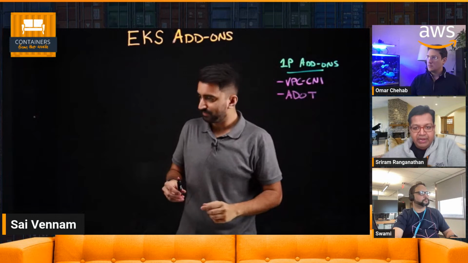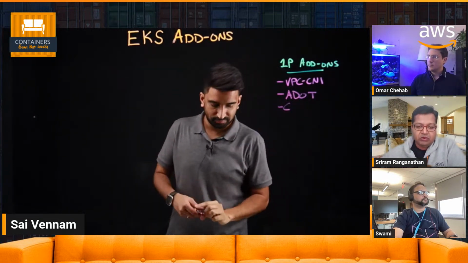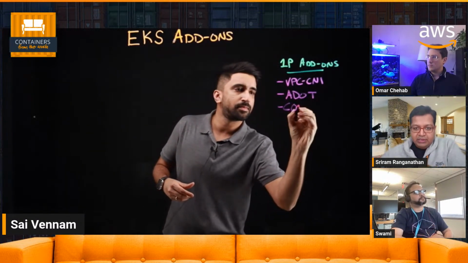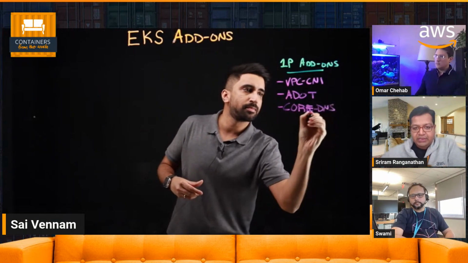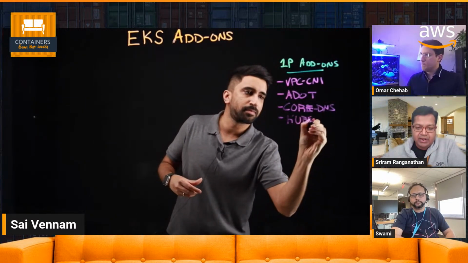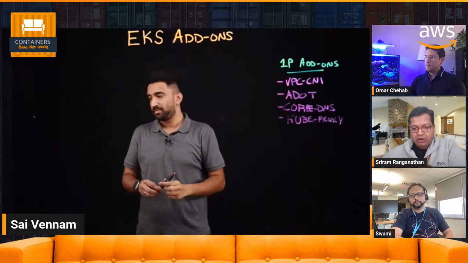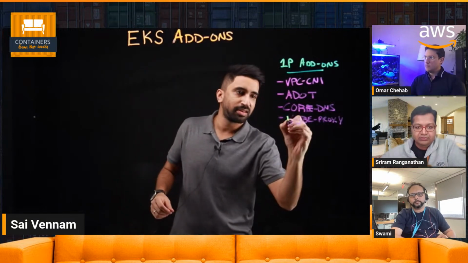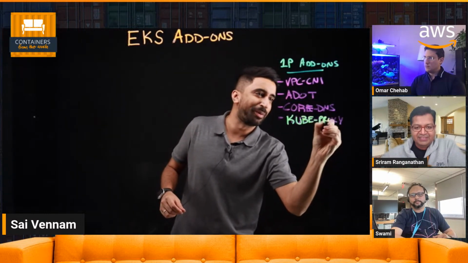Another example would be CoreDNS, which is mainly used for service discovery. And the third one, one of the core add-ons that we also have in-house, is kube-proxy, which is again an add-on that we support. Along with that, we also have some other first-party add-ons like the EBS CSI driver and the AWS Distro for OpenTelemetry. And we are constantly working on improving the catalog of add-ons that we have and support for our customers. Exactly. And my pink marker is not working very well here, but all right.